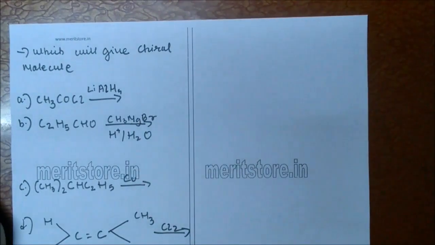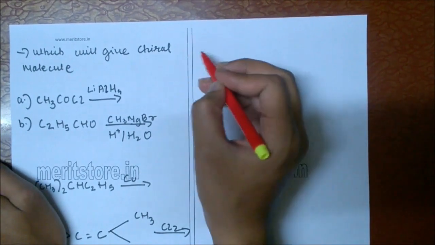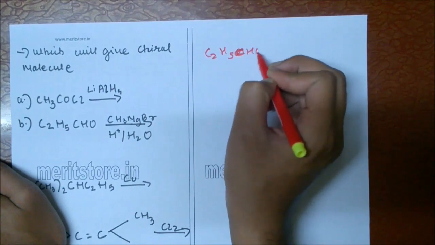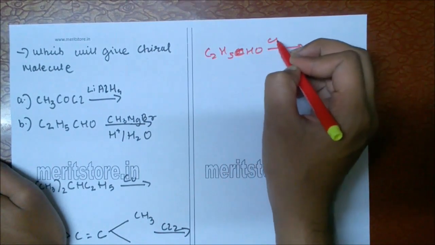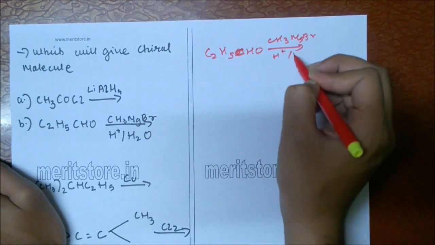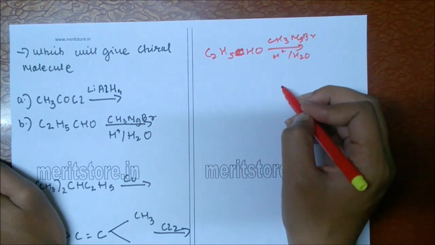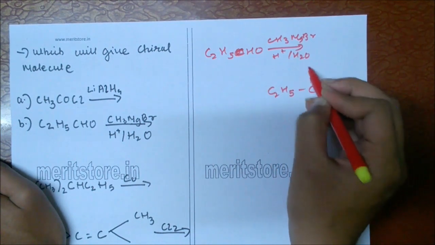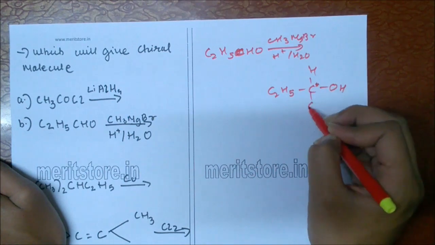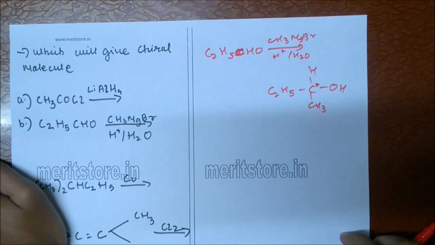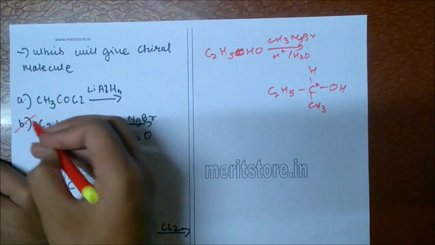Which will give a chiral molecule? The reaction of C2H5CHO, propanaldehyde, in presence of CH3MgBr, H+ and H2O will give, this is a Grignard reagent reaction, a carbon which is chiral, as all the substituents attached are different, all four valencies attached are different groups. So option B is the correct answer.